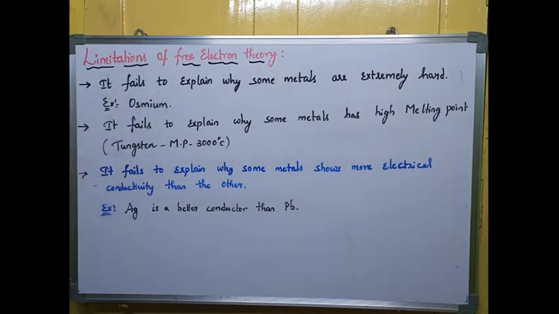Okay, and it also failed to explain why some metals have a high melting point. If you take tungsten, melting point 3000 degrees centigrade, why it has this much melting point is not clearly explained. It also failed to explain why some metals show more electrical conductivity than others. Okay, silver is a better conductor than lead. So this theory explains the electrical properties and thermal properties, but does not explain the comparison between two or more conductors. Okay, so this is about the limitations of free electron theory.